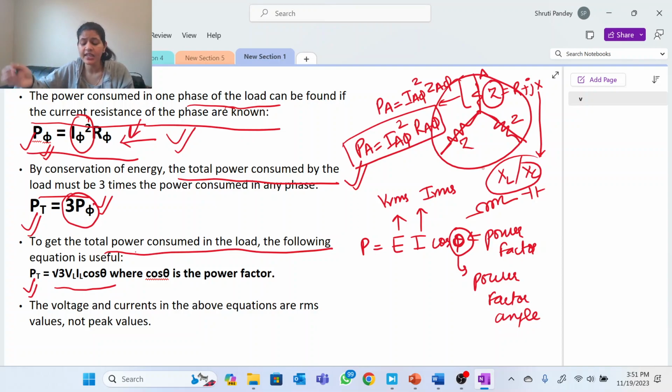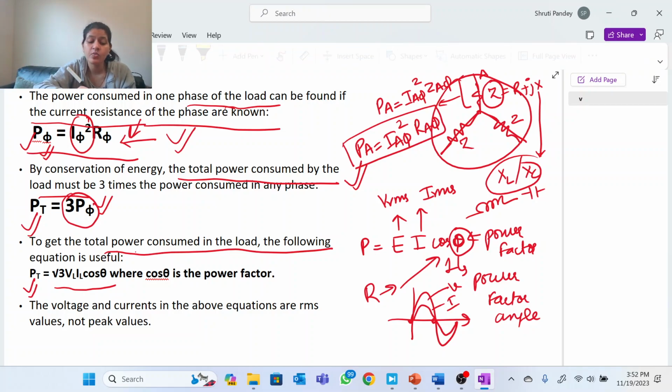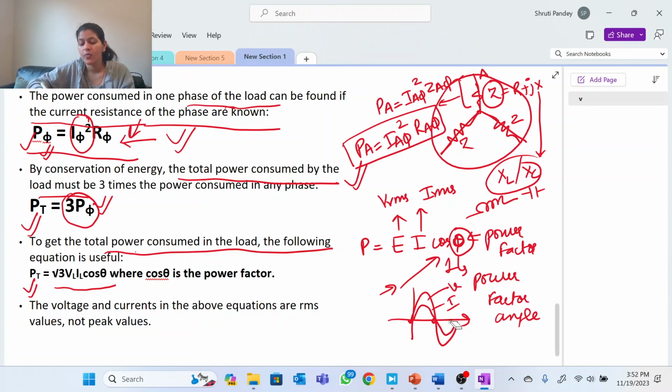So if there is only a resistive load, this cos theta value will be 1, right? Because in case of a resistive load, there is no angle, or there is no difference between current and voltage. If voltage is like this, current is like this, right? So there is no phase angle between this voltage and current. So theta will be 0 and cos 0 is 1. Therefore, in case of a resistive load, this cos theta value will be 1. But there will exist a certain value of cos theta when we are talking about inductors and capacitors.